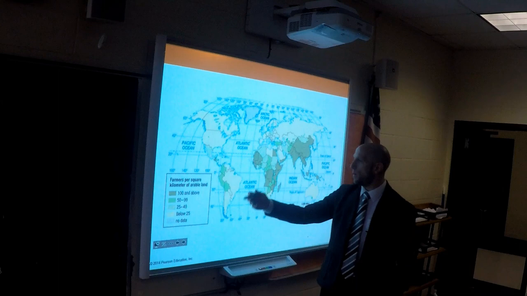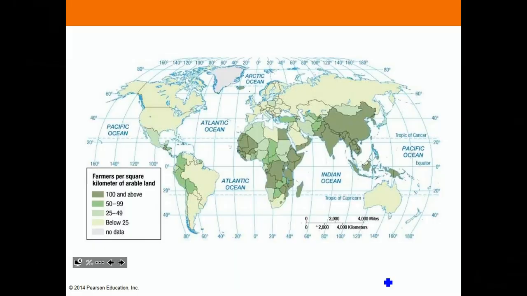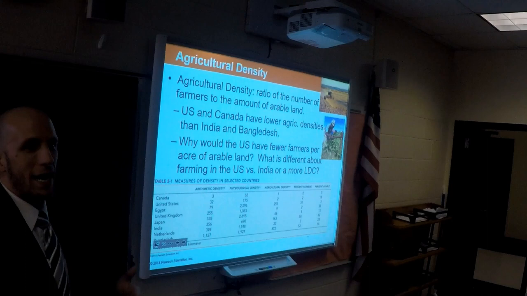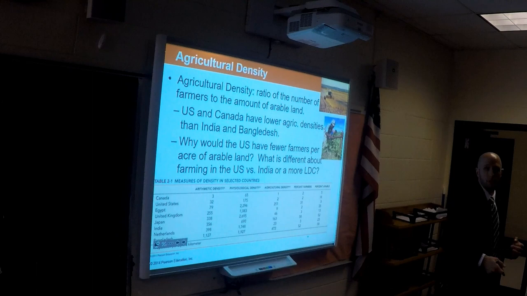Finally, we've got farmers per square kilometer of arable land. And what we're looking at in this case is your agricultural density. So a lot of vocab associated with this particular section that would really help us. I mean, we have enough insight at this point. You have enough connection to the human geography content to really be able to apply these definitions. And it probably makes more sense to you at this point of the course than maybe it did in the very beginning.